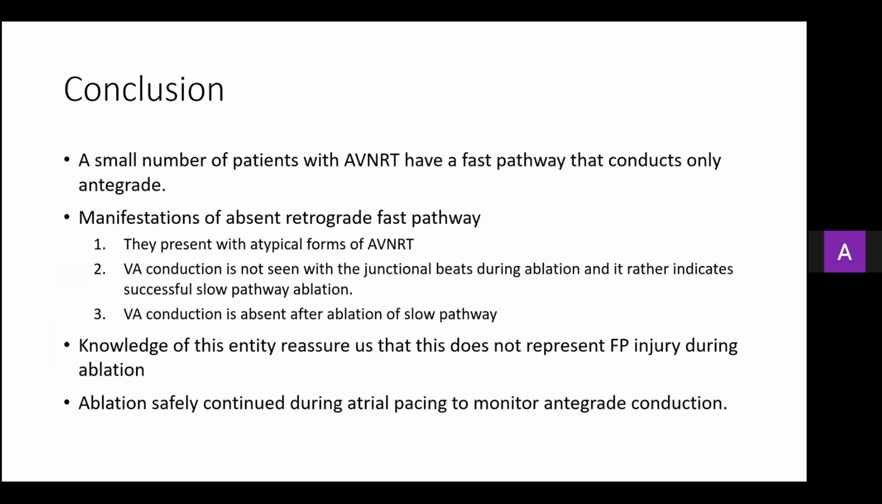So summarizing, a small number of patients with AVNRT have a fast pathway that conducts only antegrade. This absent retrograde fast pathway manifests in the form of only atypical forms of AVNRT being induced, and VA conduction is not seen with the junctional beats during ablation. It rather indicates successful slow pathway ablation, and VA conduction is absent after ablation of the slow pathway. Knowledge of this entity reassures us that this does not represent fast pathway injury during ablation, and ablation can safely continue during atrial pacing to monitor the antegrade conduction.